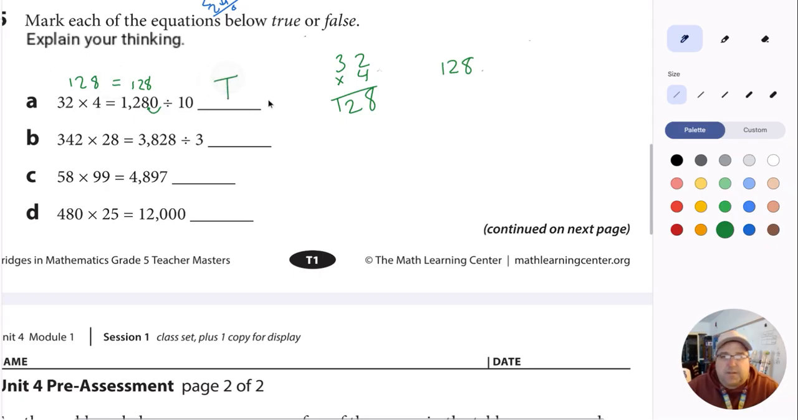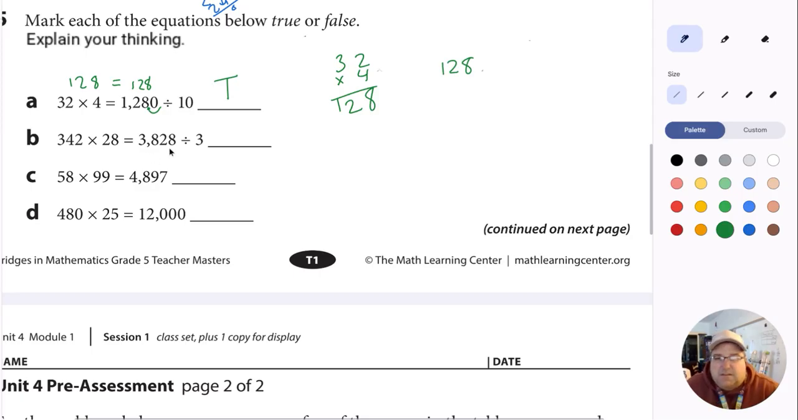Therefore, it's true. And maybe you did 4 times 3 is 12, so 4 times 30 is 120, plus 4 times 2 is 8. But either way, we can prove it. Cool. How about the next one? 342 times 28, is that the same as 3,828 divided by 3?